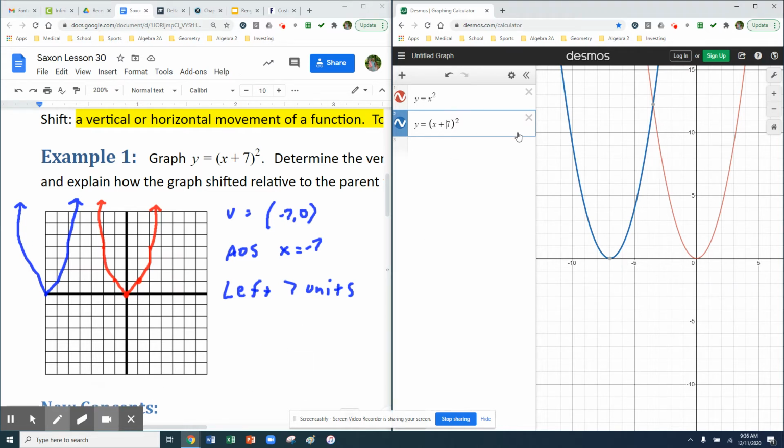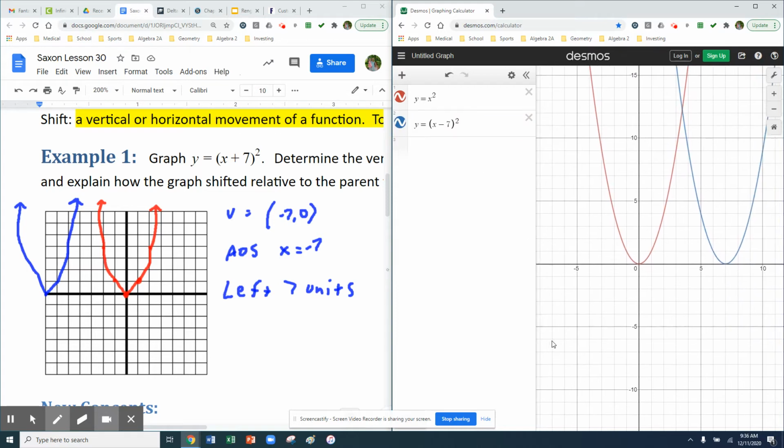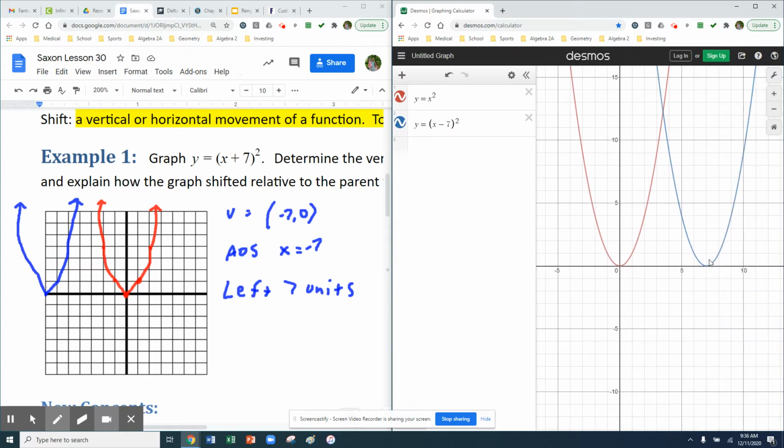If I make this x minus 7, so you can maybe think about what's going to happen if I make this x minus 7, which is the opposite of x plus 7. And we'll start to see that the graph will shift to the right 7 units. So when you're looking at your grouping, in your parentheses, if it's x plus, it's going to shift to the left. If it's x minus, we start to see our graph shift to the right. So let's go to example 2 and start to investigate this further.